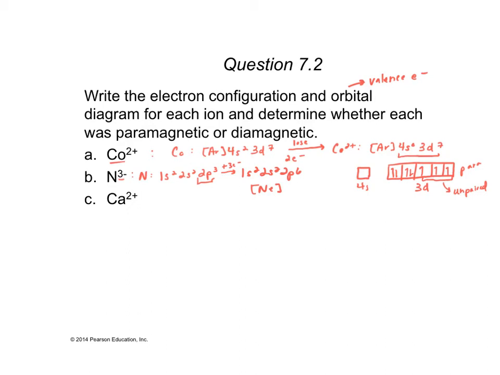Okay, if we're going to draw out the orbital diagram for the valence electrons, we would have our 2s, and then we would have our 3 2p's. For nitrogen 3 minus, this would be completely filled. So there are no unpaired electrons here. Everything is paired, so it is diamagnetic.